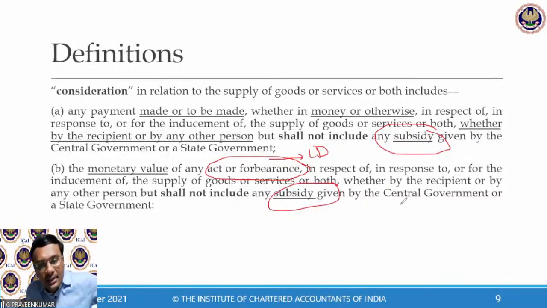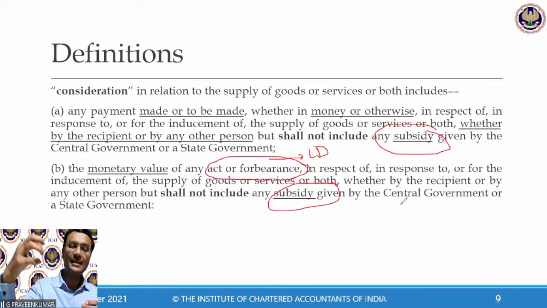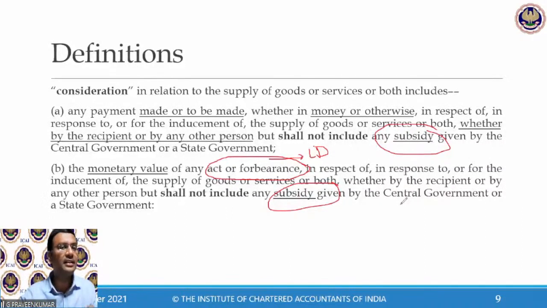Now, this term subsidy is generally to be understood from your Accounting Standard 12, which deals with government grants. In any particular business where there is a subsidy received from the government, that has to be kept outside the definition called consideration. I'll give an example to understand this term called subsidy.